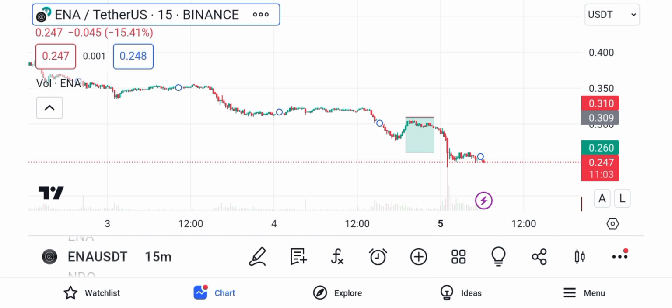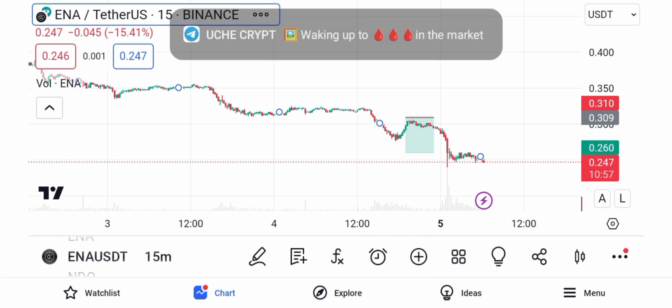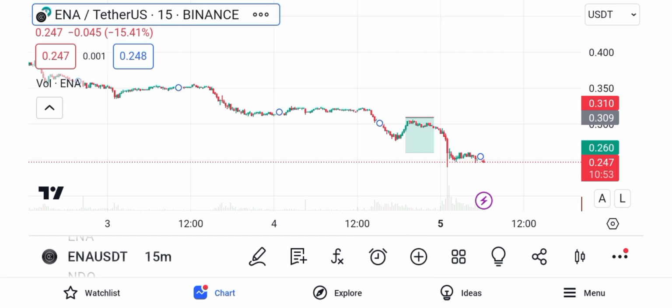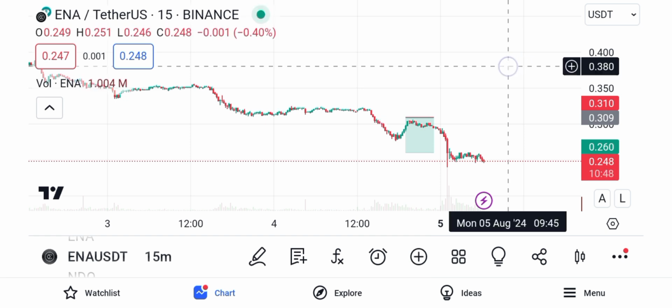I actually want to show you how I was able to make 3 trades yesterday and all went well the way I planned it, and I'm going to show you the same strategy that I used to trade so that you can also use it and make a profitable trade.